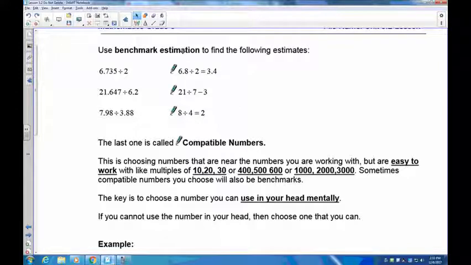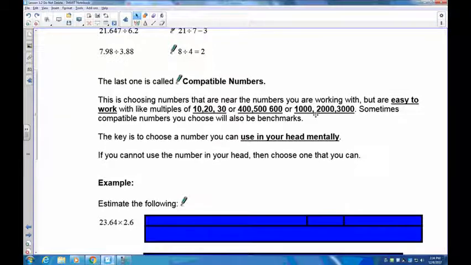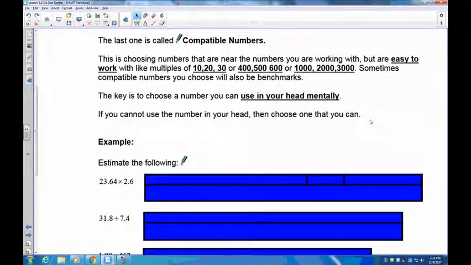Now, compatible numbers are very similar to benchmarks. In fact, a lot of your compatible numbers are going to be the benchmarks that you like to use. They're numbers like 10, 20, 100, or 400, 500, 600, and you can see that they're very easy to work with. The key for a compatible number is to choose a number in your head that you can use. If you've got to write down and actually calculate it on a piece of paper, then you've defeated the purpose of doing estimating. Estimating should be done in your head. It should be done relatively quickly, so there's not a lot of work to it.